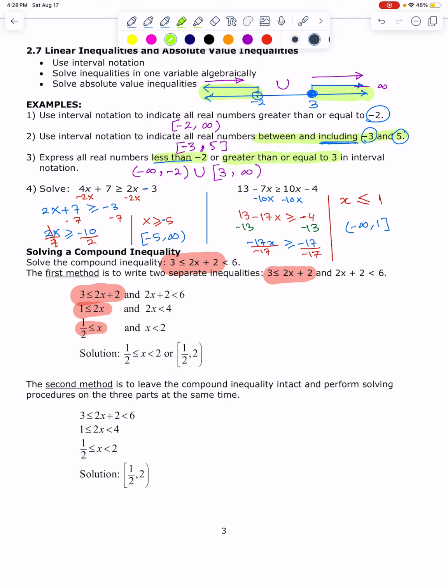And then you're going to focus on the other side of the inequality, which is 2x plus 2 is less than 6. And then you're going to solve it. You're going to first subtract 2 from both sides of the inequality. You get 2x is less than 4. And then you're going to divide both sides by 2. You end up with x is less than 2.